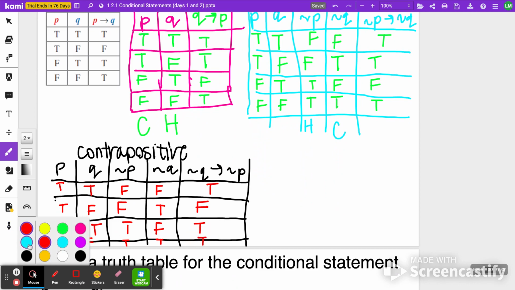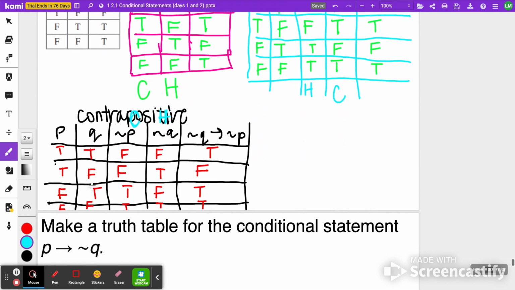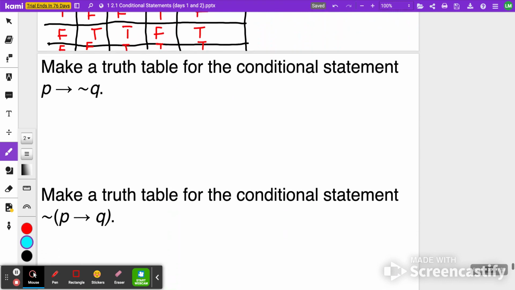And just for a reminder, I forgot to mention to you, not P would be the conclusion, and not Q would be the hypothesis. Okay, I ran out of room at the bottom though, so you can put that up there at the top. So what we're going to do is talk about how to make a truth table for the conditional statement of P to not Q.